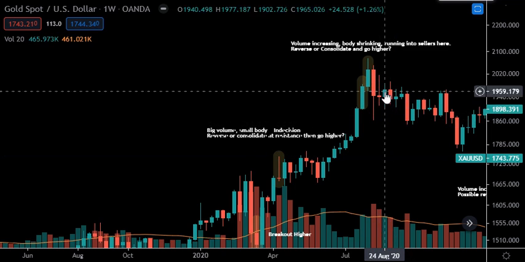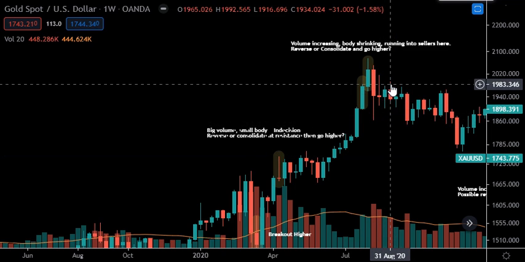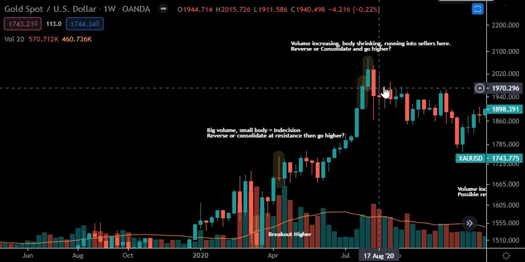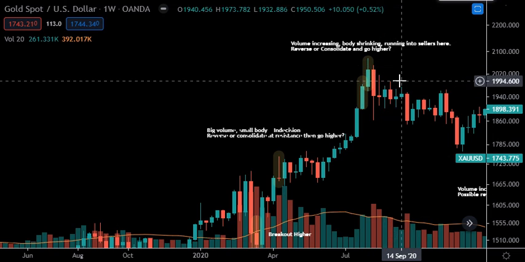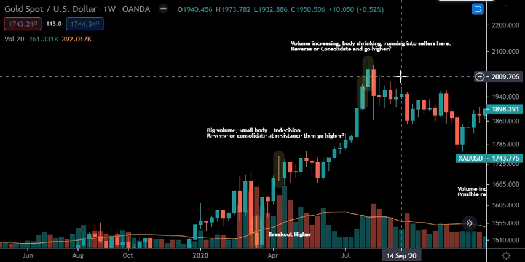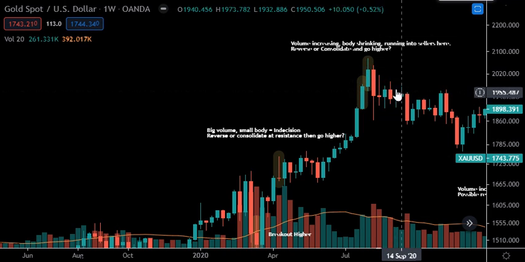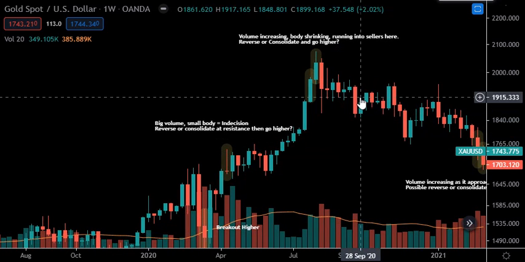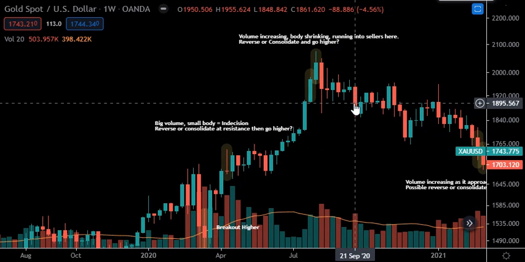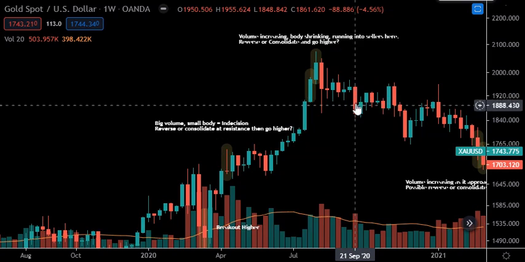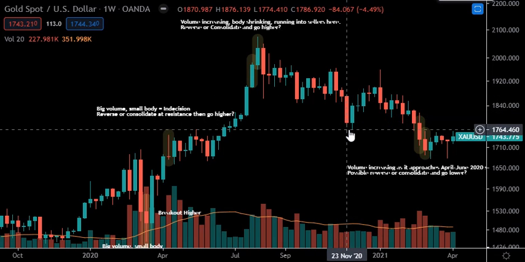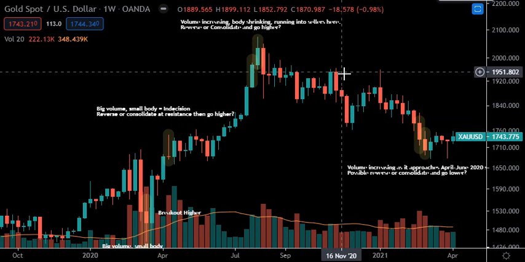The inability of some of these weeks, all throughout August, unable to get back above 2,000. Very bearish indicator. You could have gone short in here. Really struggling to break out. For confirmation right there in September, broke lower. You could have entered in here. We're going lower. Lots of selling. We're in a new downtrend.